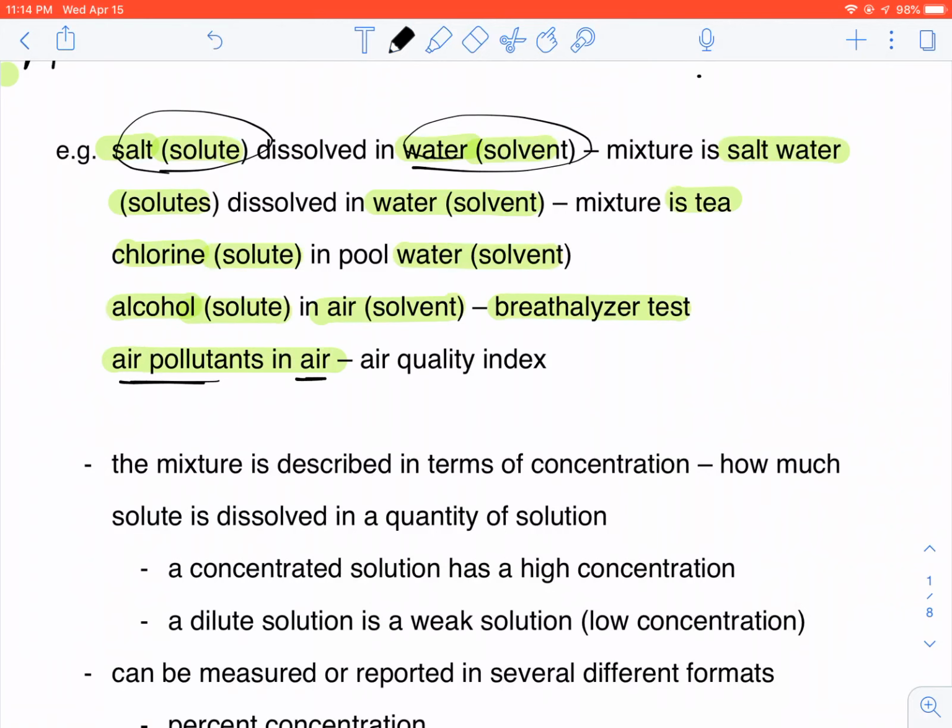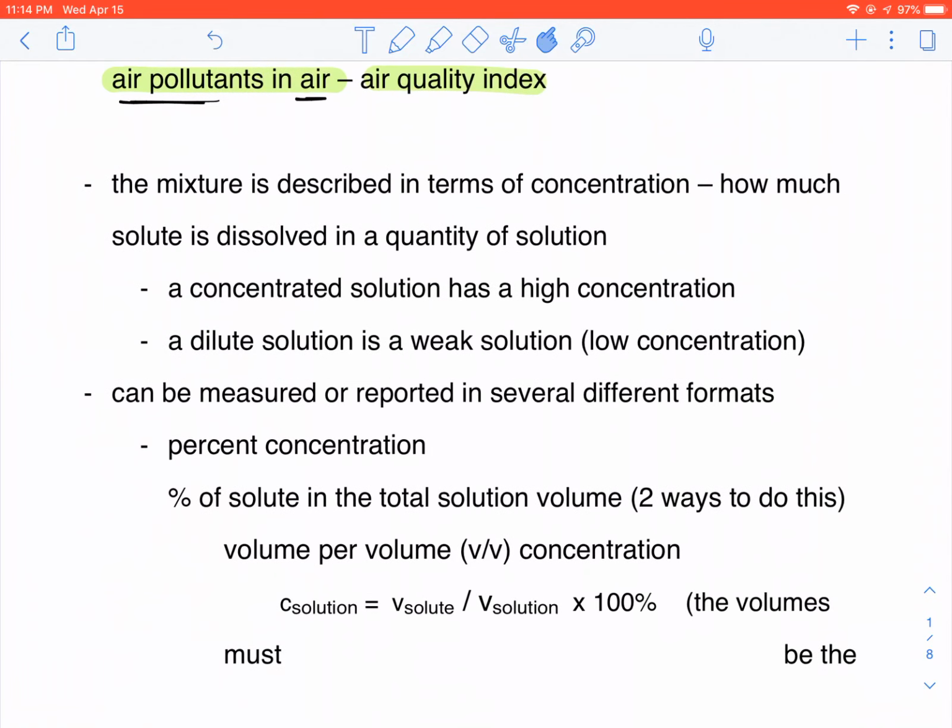And then ultimately it gives us a number. The number is called the air quality index, and the air quality index tells me how much of the solute is in the solvent, how much pollution is in the air today. And they might say to you, if you have asthma, you just want to stay home today because there is too much pollution in the air, and it's really going to bug your asthma. You're going to have a hard time breathing.